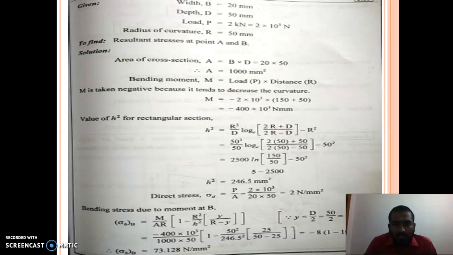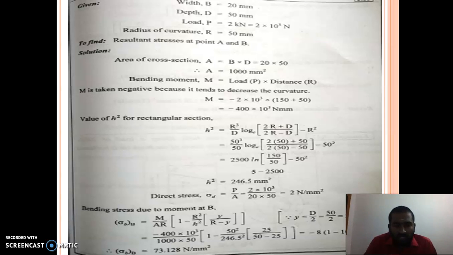Bending moment is load into distance. As I told, it's 2 into 10 power 3 Newton into 150 plus 50 mm. It's 400 into 10 power 3 Newton mm. Since the force is pulling the ends apart, we are taking this moment as negative moment, minus 400 into 10 power 3 Newton mm.